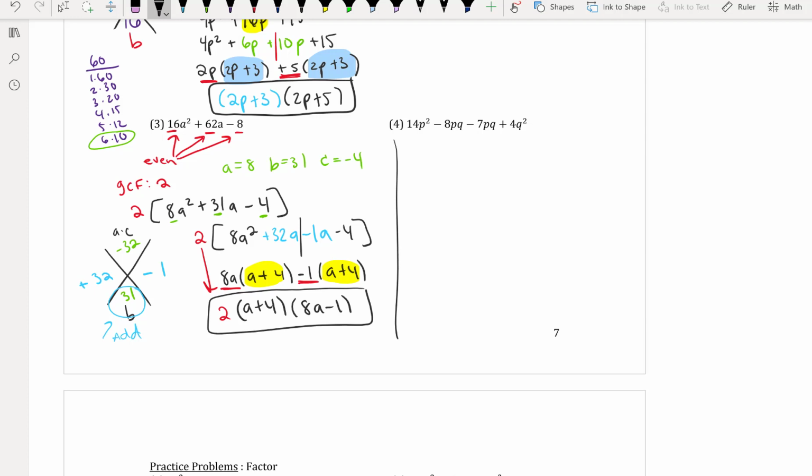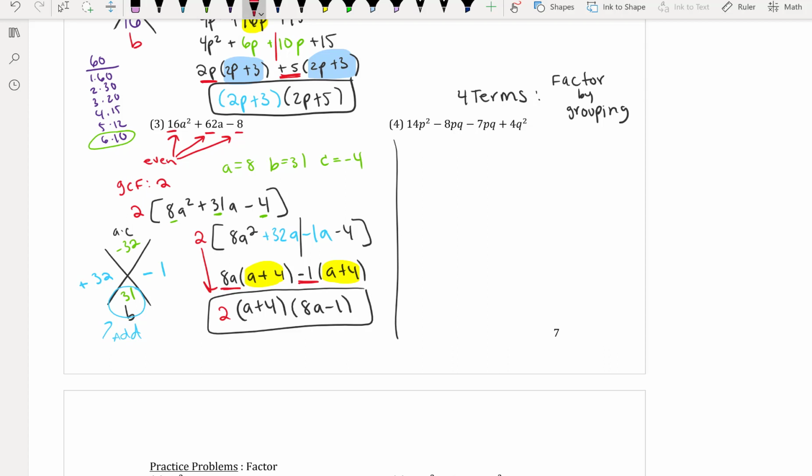So for number 4, I realize that this is 4 terms. So the fact that it's 4 terms, I already know I'm going to factor by grouping. And of course, before I do any factoring, I want to make sure that there isn't a GCF. So I have 14, 8, and 7. 14 and 8 are even, but 7 is not. So it doesn't look like they have anything in common. I have P, PQ, PQ, and Q squared. So no, there's no GCF.